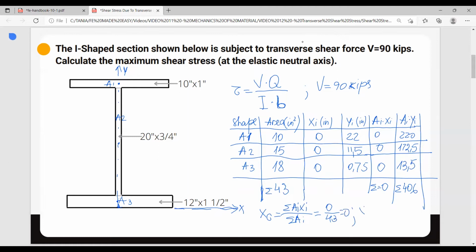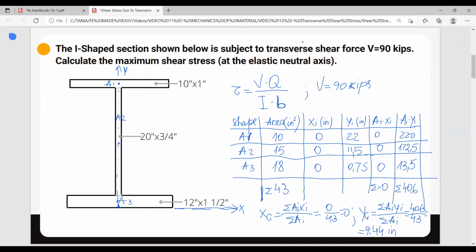And now the Y centroid equals the same thing, the sum of AiYi over the sum of the areas, and we'll have 406 divided by 43, and this means that our Y component is going to be 9.44 inches.